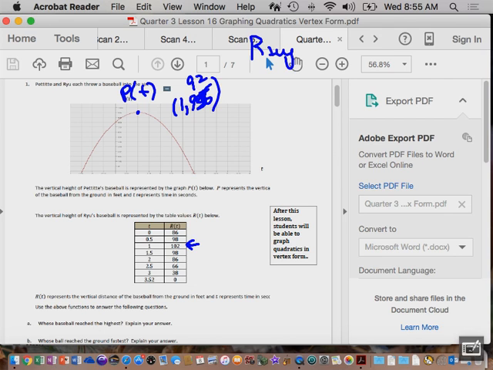Just possibly? Okay. So, whose baseball reached the highest? We just said that it's going to be Rui, because I want to remind myself that this is Rui here, and we're going to spell it the way I know how to spell Rui. Next, whose ball reached the ground fastest?